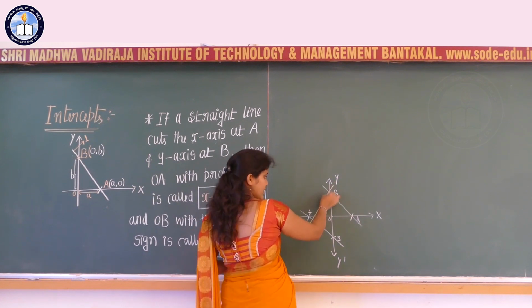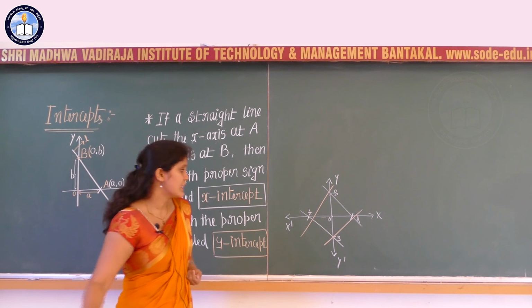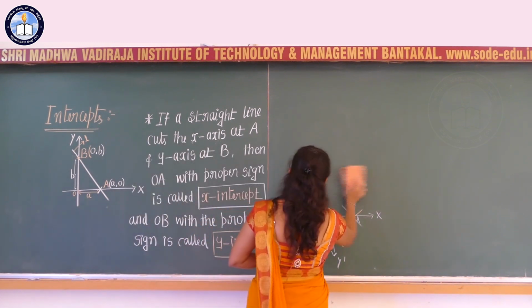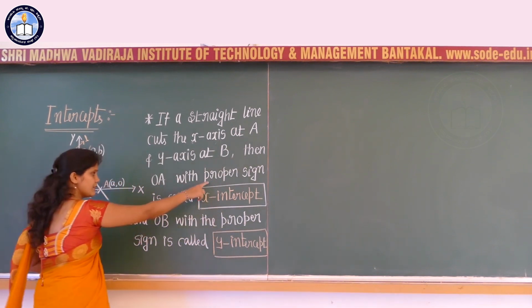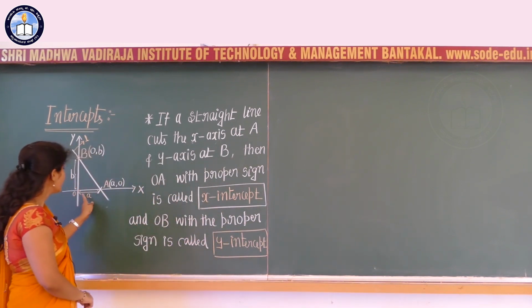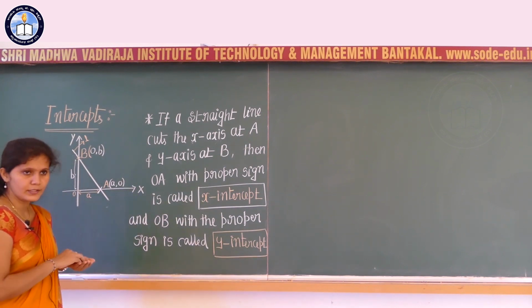So, here also you can consider OA, OB, or this, we are having several possibilities with respect to intercepts you can consider. Therefore, with respect to the proper sign, the sign we are going to consider with respect to the given quadrants, that is the first quadrant, second quadrant, third quadrant, etc.